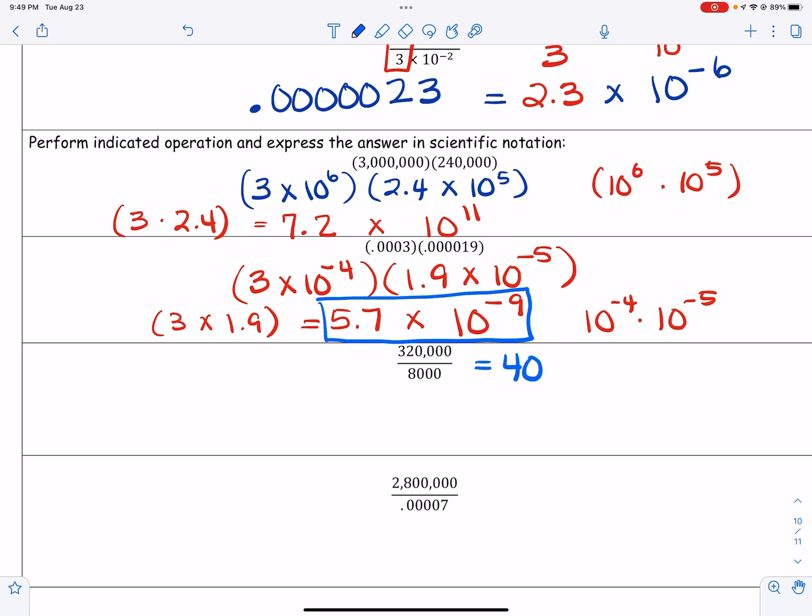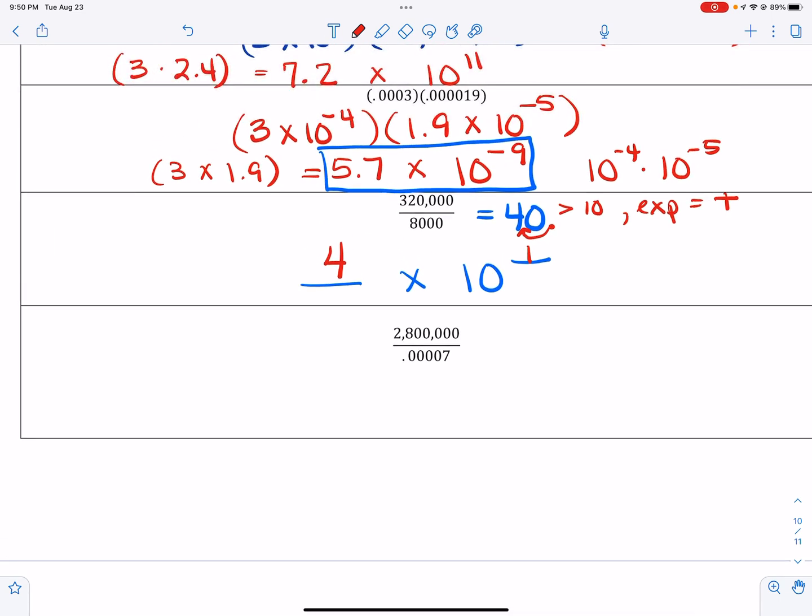But they want that in scientific notation. So now I have to change 40 into blank times 10 to the blank. Since this number is greater than 10, I know my exponent is positive. My decimal point is right there, and I simply have to move it one place. So 4 times 10 to the 1.